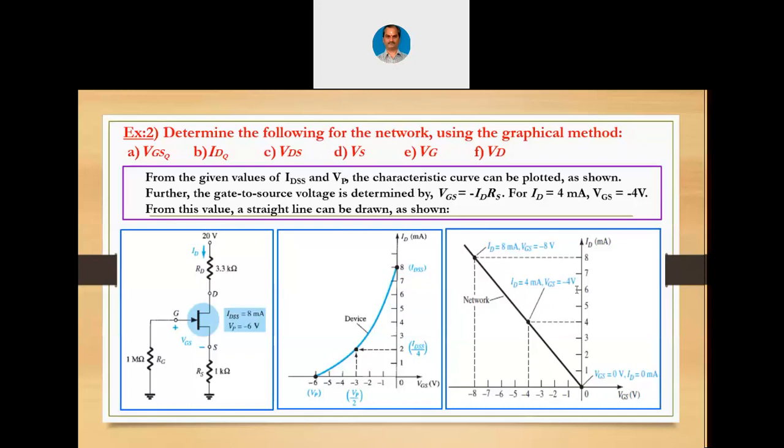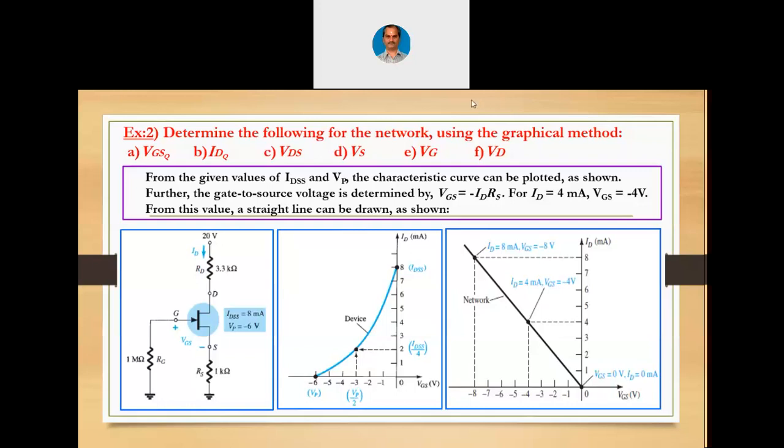That minus 3 is corresponding to the transfer curve. Don't get confused between the transfer curve and the straight line. The transfer curve we have to plot using Shockley's equation. Please remember that. This IDSS by 4 is corresponding to the transfer curve. But here this IDSS by 4 is corresponding to the straight line. They are not the same. Okay. I hope you got it now. Did you get it?